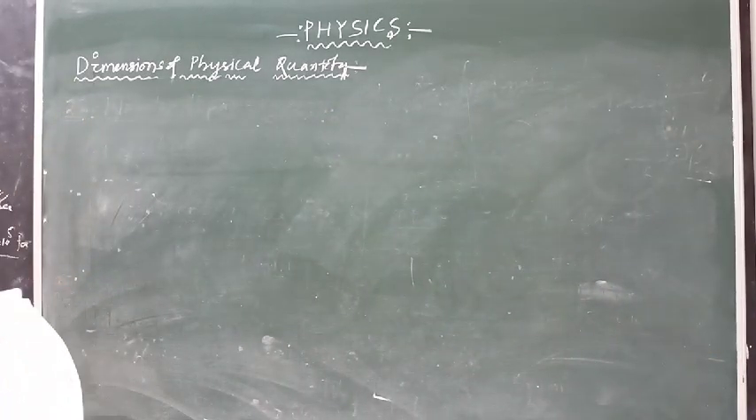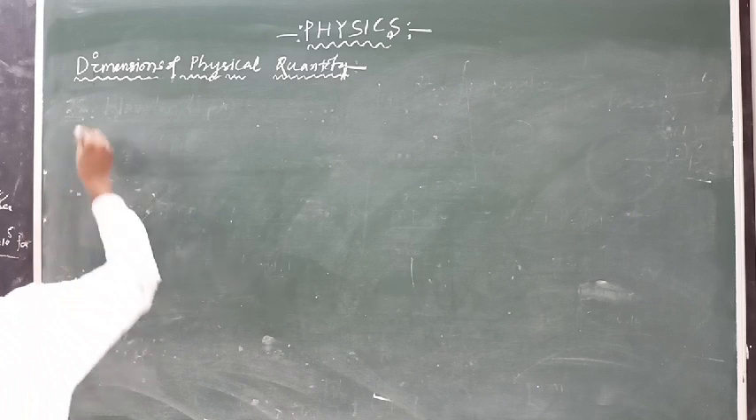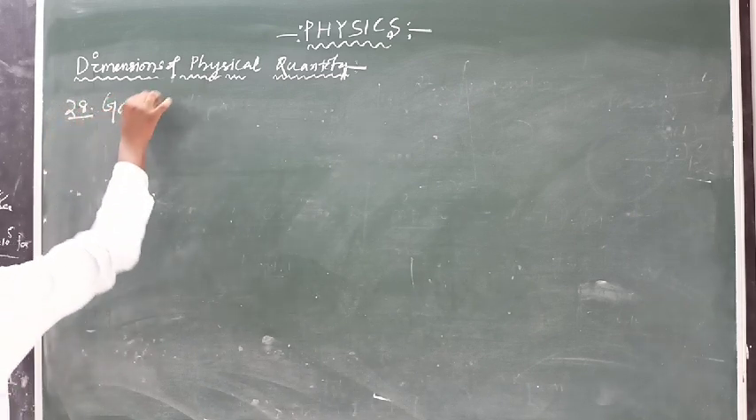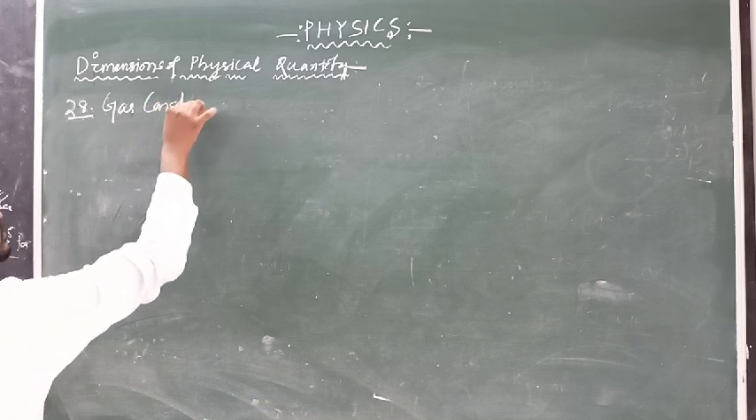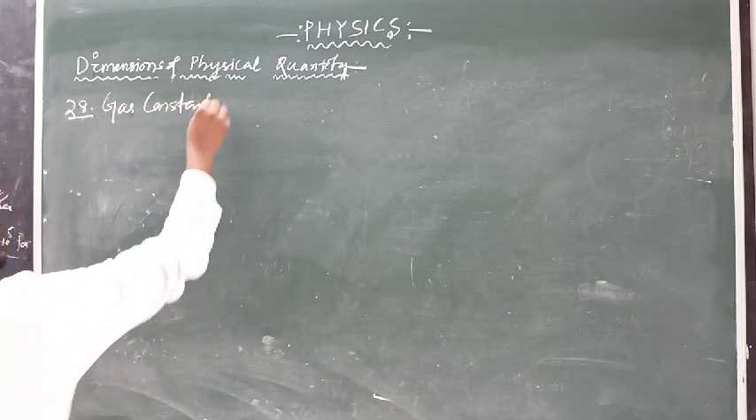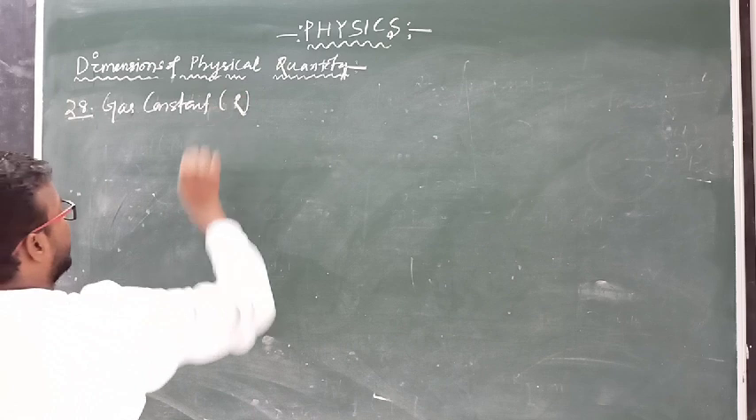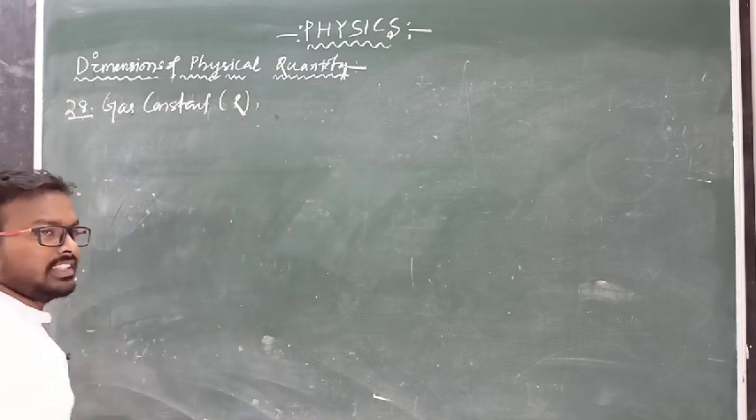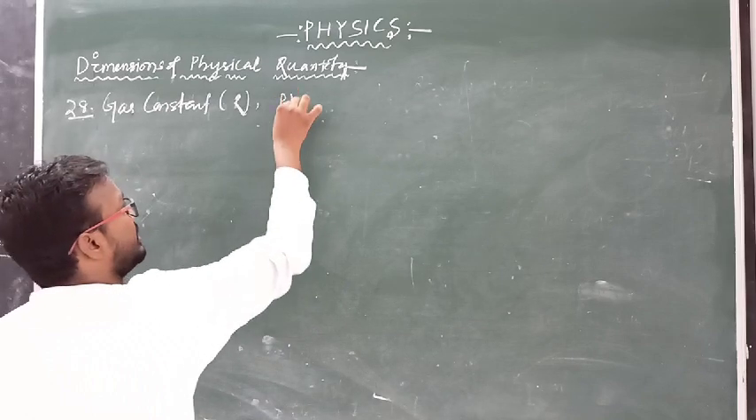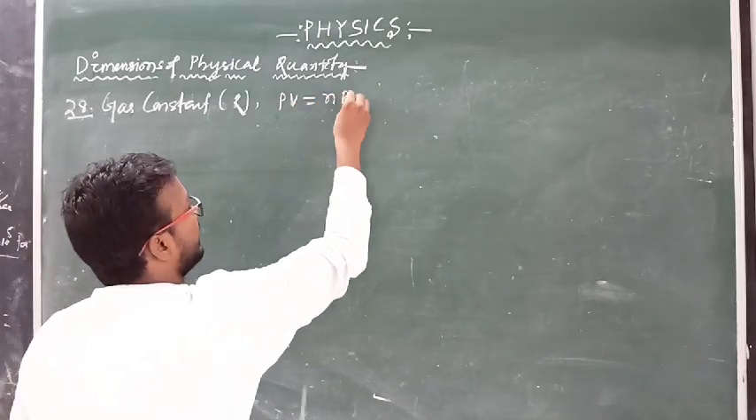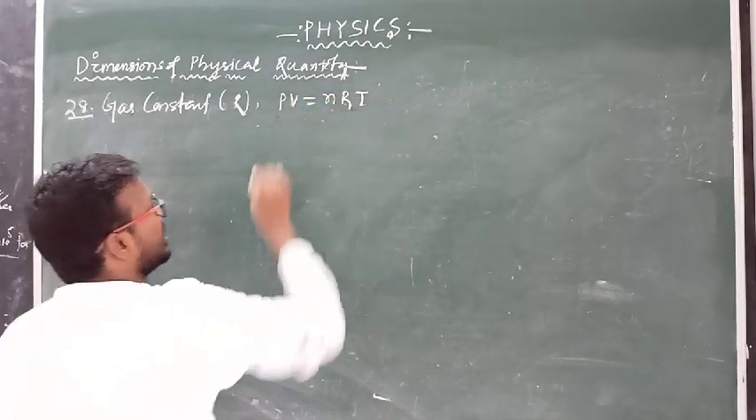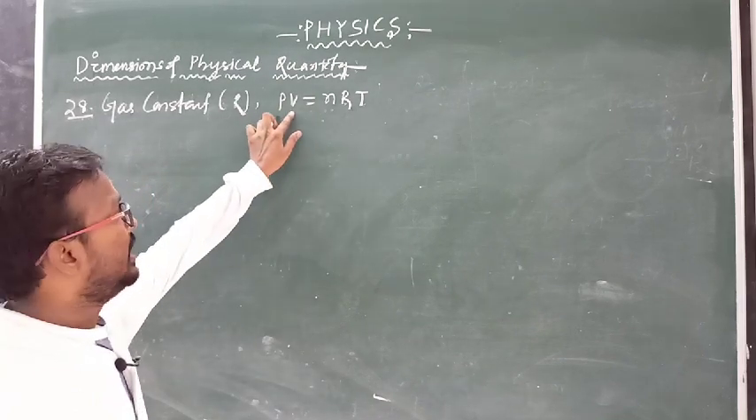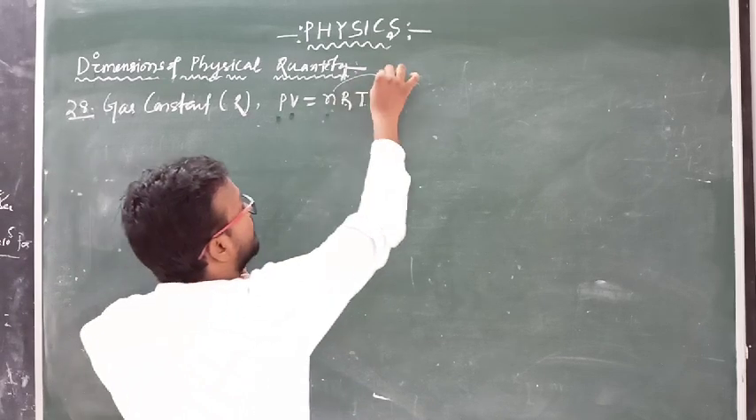So dimension number 28, gas constant. This gas constant is denoted by capital R, and you already know a relation in chemistry, that is PV equal to nRT. So what is P? P is pressure, V means volume, n means number of mole.